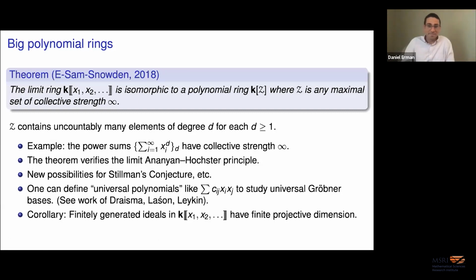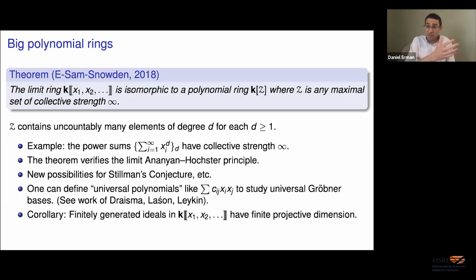I mean, that is an example of what you might expect from this theorem. Although the theorem is very much the limit Ananyan-Hochster principle. It says this set Z is a set of infinite collective strength, and any subset of it can be realized literally as independent variables in this limit ring. So elements of infinite strength are acting like independent variables. In particular, elements of infinite strength will inherit all sorts of nice properties, because independent variables have all sorts of nice properties. So this provides new possibilities for proving Stillman's conjecture.